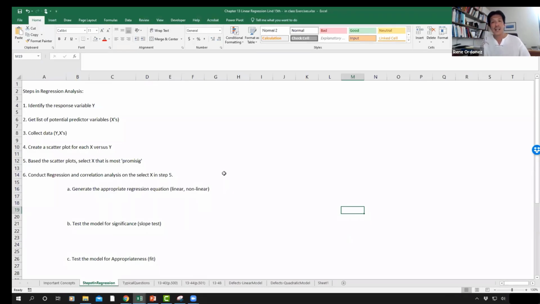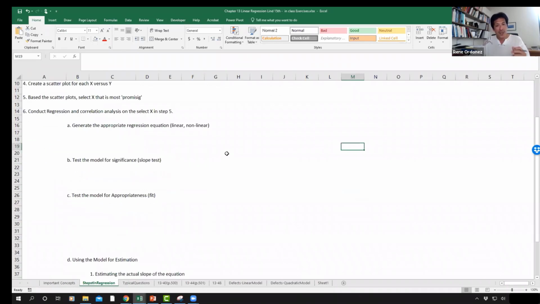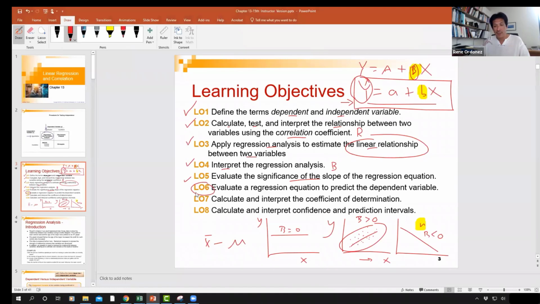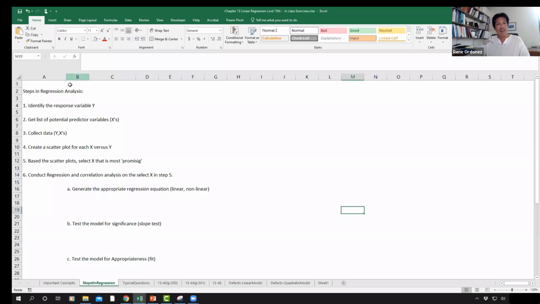Do you see this Excel sheet? All right. By the way, this particular file is in Moodle now. I uploaded this file this morning. So if you download it, you should be able to see these different tabs. All right. So that particular learning objective number 6 is in this steps in regression analysis.